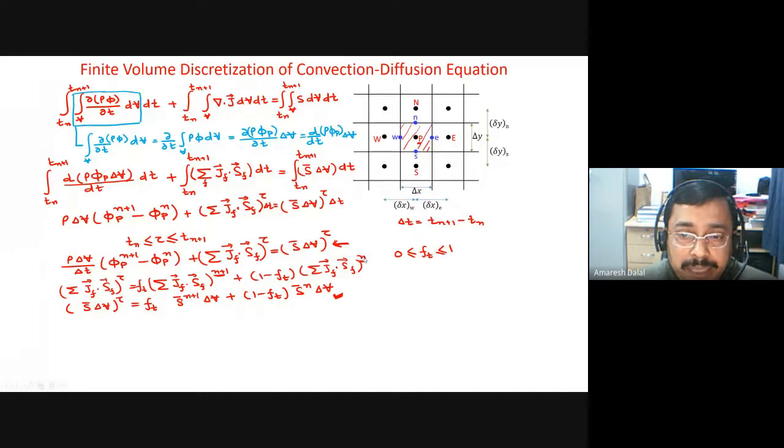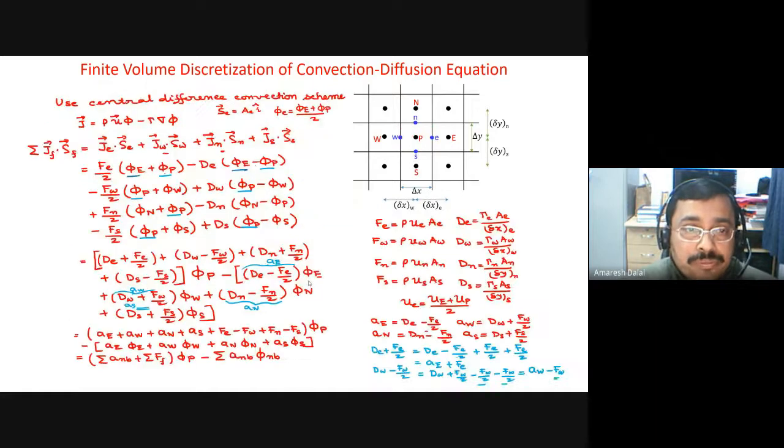So where n is the previous time level and n plus 1 is the current time level. And similarly, we are writing the source term with ft times the source term at n plus 1 time level and 1 minus ft times this source term at nth time level, because we have the values available either at n or n plus 1. So we are writing with a factor.